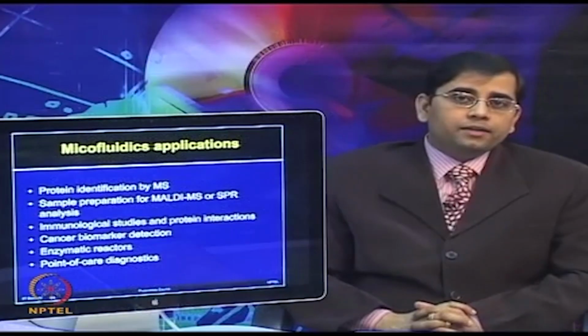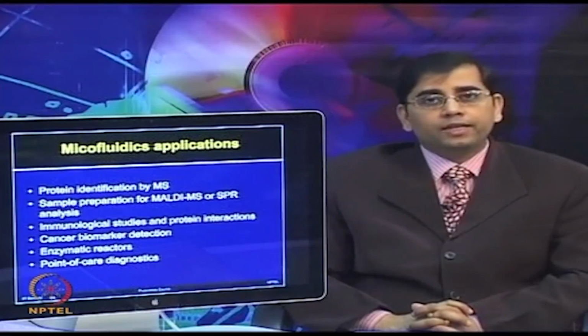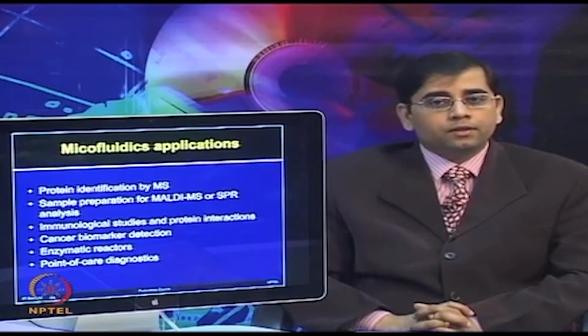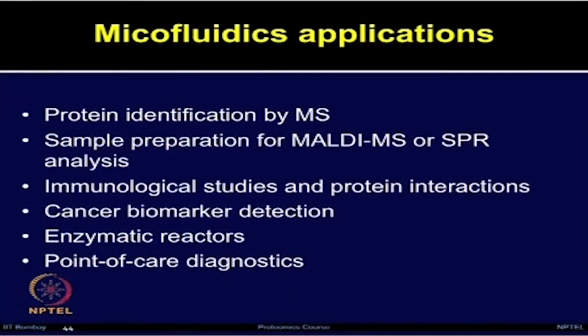Now, let us briefly look at some of the major applications of using microfluidics in the proteomics field. The protein identification is performed by mass spectrometry. Now, there is an increasing trend of applying microfluidics based systems with mass spectrometry, and microfluidics is applied for sample preparation for MALDI based mass spectrometry, as well as it has been applied for other platforms such as surface plasmon resonance. Even in SPR analysis, now microfluidic based systems are increasingly used.